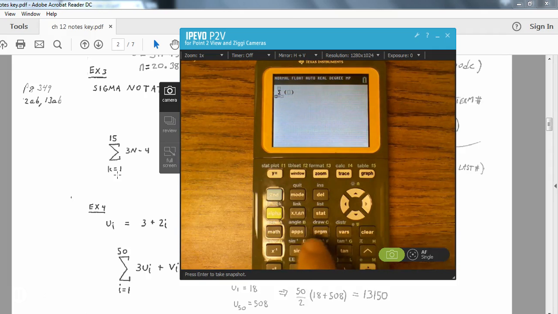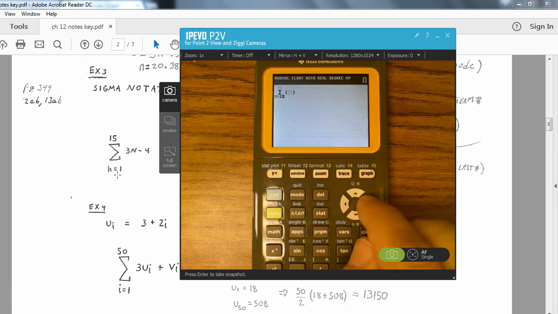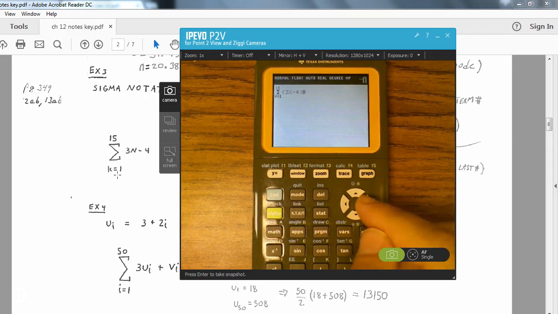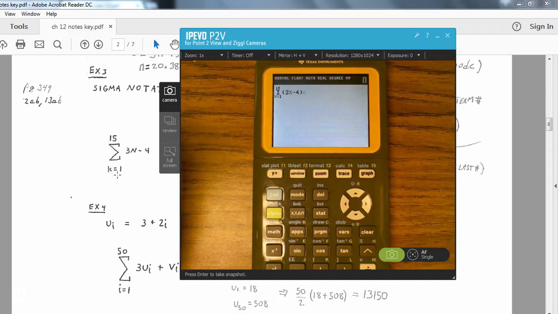And so I'm going to use my X button right here. So I'm going to hit X. I'm going to hit 1. I'm going to hit over. We're going to put a 15 at the top. I'm going to go over. I'm going to type in the rule, which is 3x minus 4. And I'll hit over. So I'm just typing in the same thing onto my calculator screen that you're seeing right here.